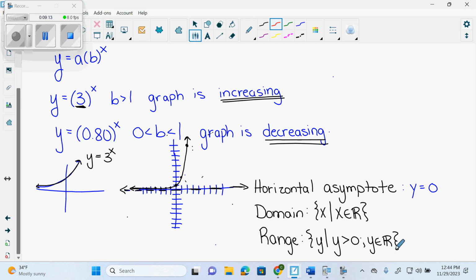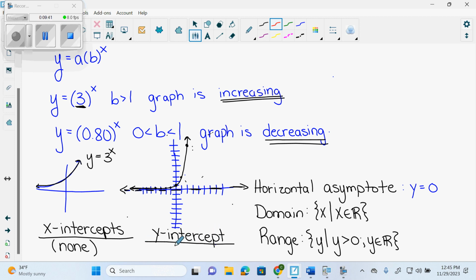What are my x-intercepts? Trick question. There aren't any. Why are there no x-intercepts? Yes. The asymptote is on the x-axis, which is where the graph can't be. So there are no x-intercepts. And what is my y-intercept of this graph? 0 and 1. I drew it. So that's the graph 3 to the x. We agree? The base was greater than 1, so it was increasing.